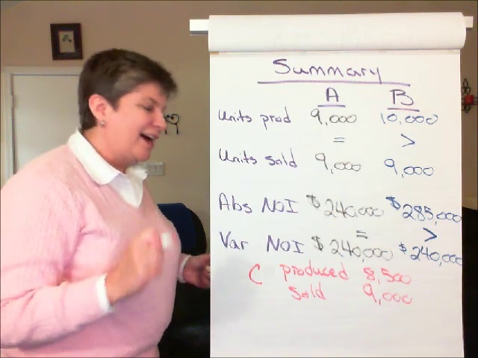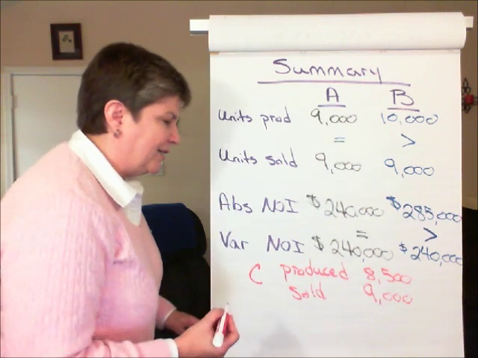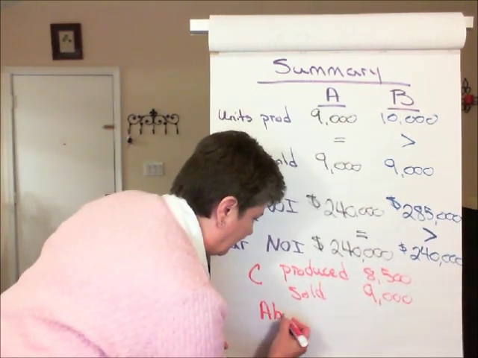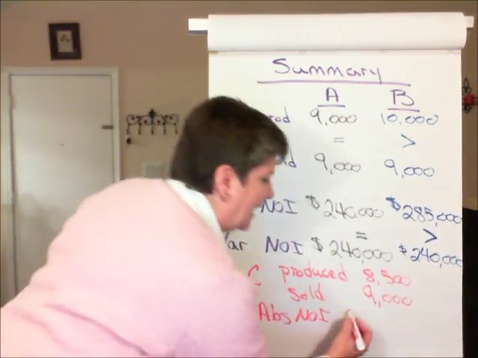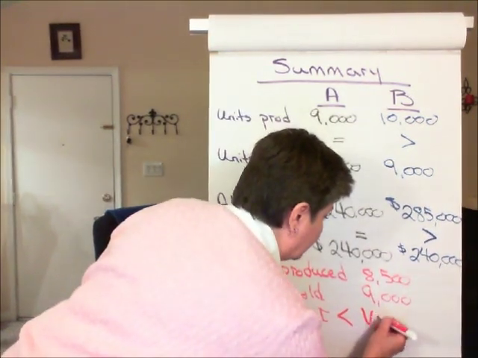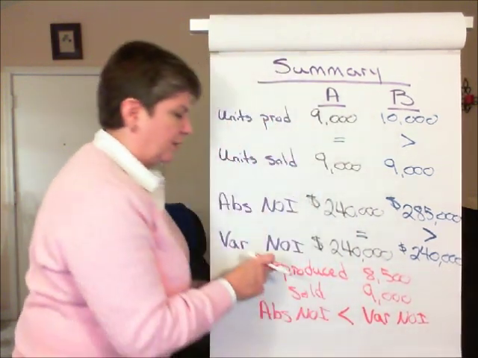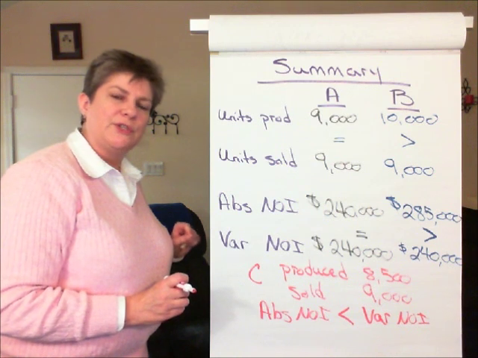You're right. Under scenario C, what we would see is that absorption net income would be less than variable costing net income, because the number of units produced was less than the number of units sold.